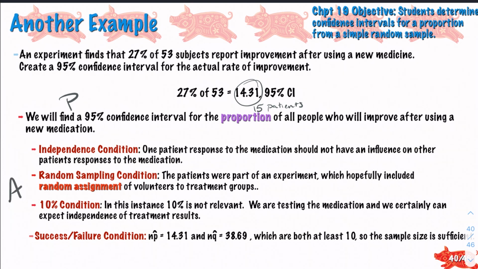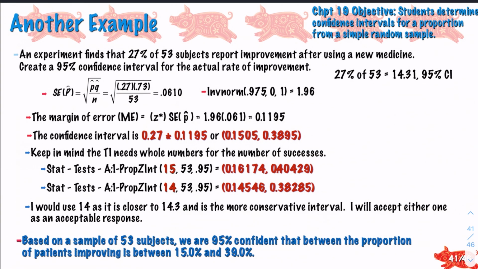Independent. One patient's response to the medication should not have an influence on other patients' responses, so independence is justifiable. Random sampling condition. The patients were part of an experiment, which hopefully included random assignment of volunteers. 10%. In this instance, 10% is not relevant. We are testing the medication, and we certainly can't expect independence of treatment results. And then np, which is 14.31, which means nq is 38.69, both of which are greater than 10.